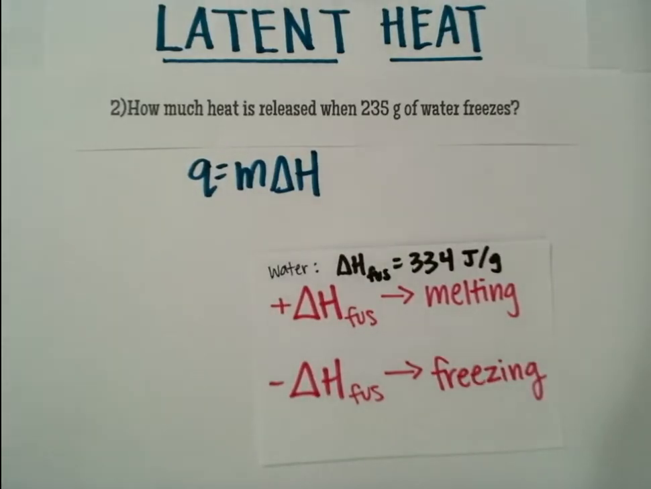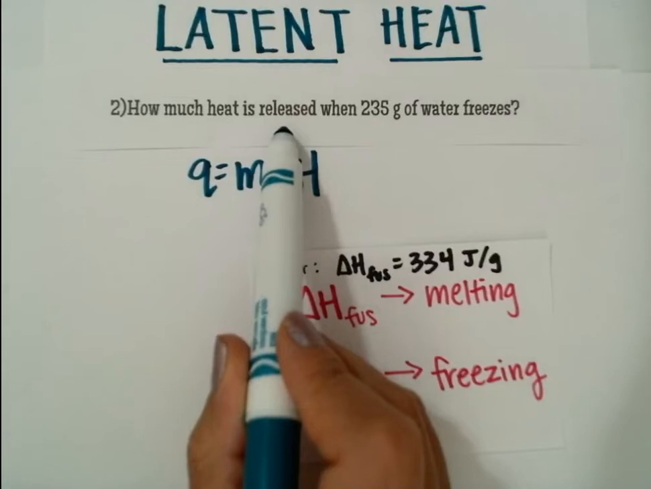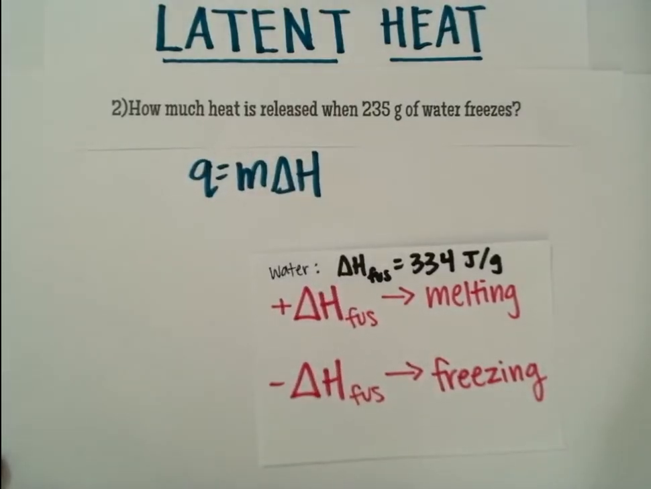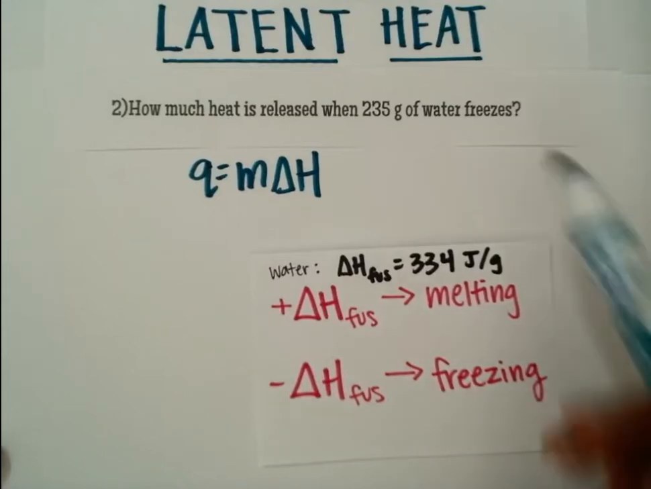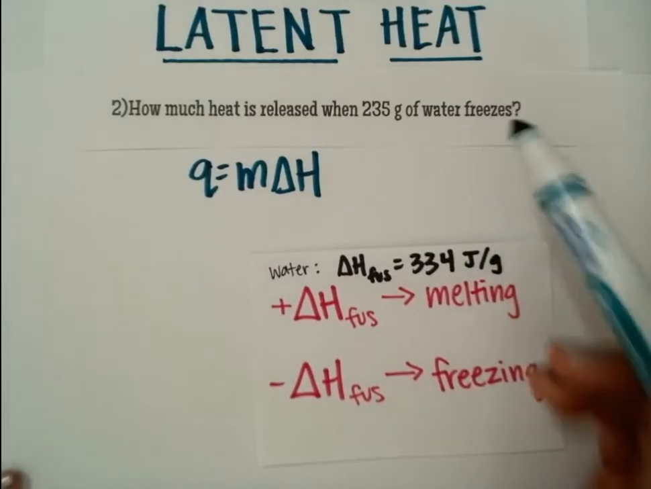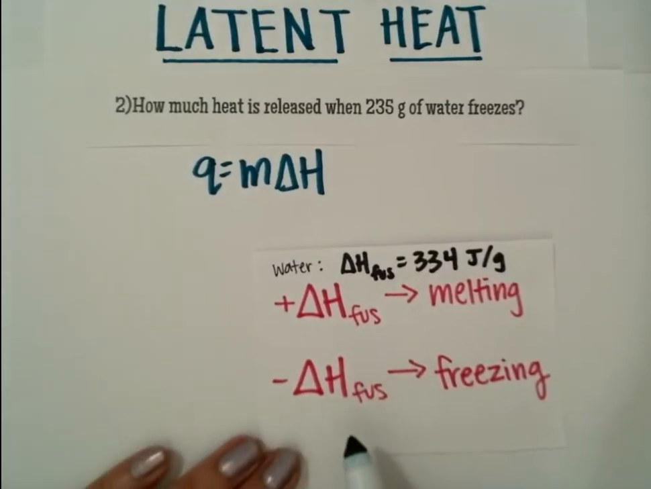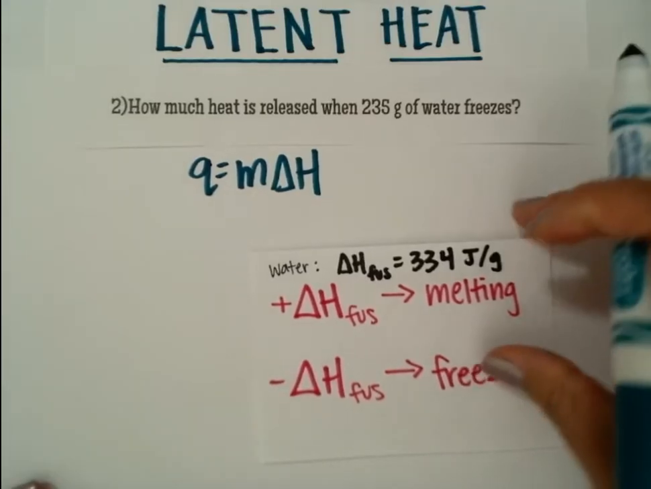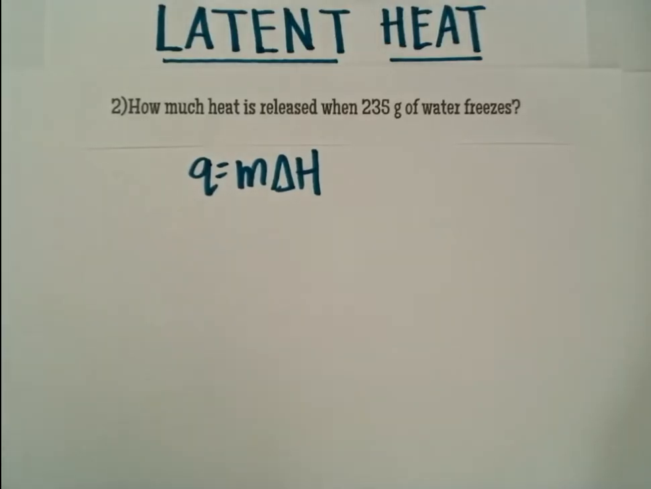Now there are 2 clues that tell you that your Q value is going to be negative. One is that it says how much heat is released. So Q is going to be negative because it's an exothermic reaction. And the second clue is that it's saying that water is freezing. So if I look at my little cheat sheet here, delta H fusion is negative when we're freezing because we're going from a liquid to a solid, and so our molecules are getting slower, so it has to get rid of some of that energy.